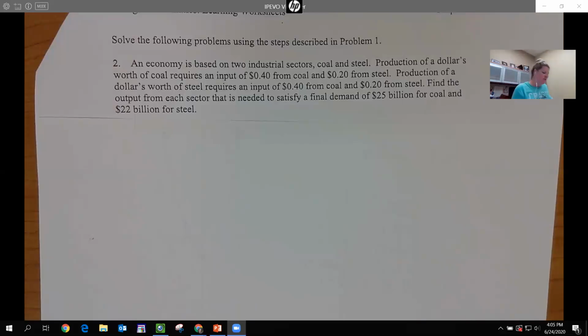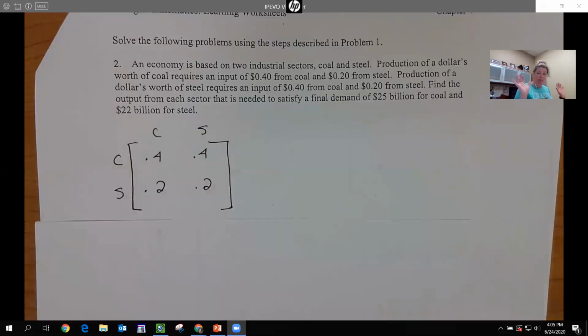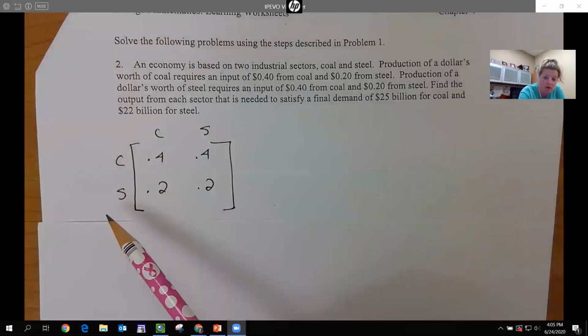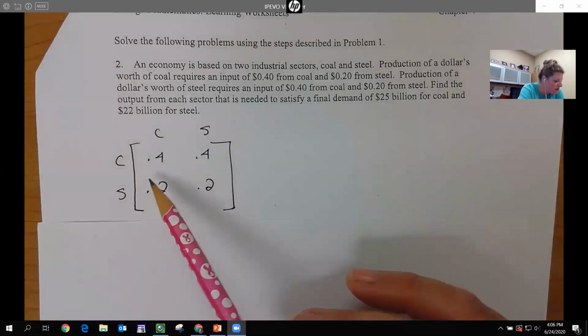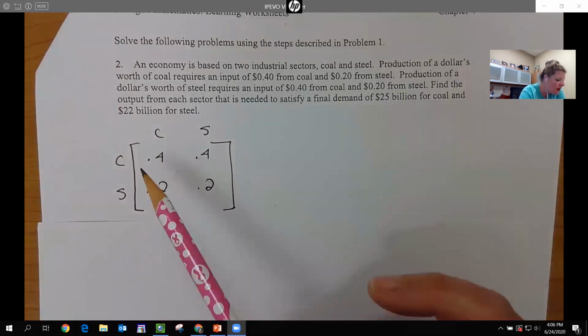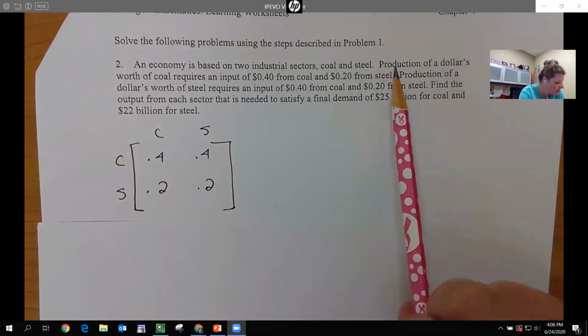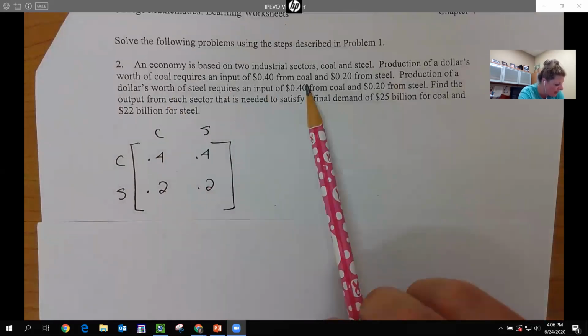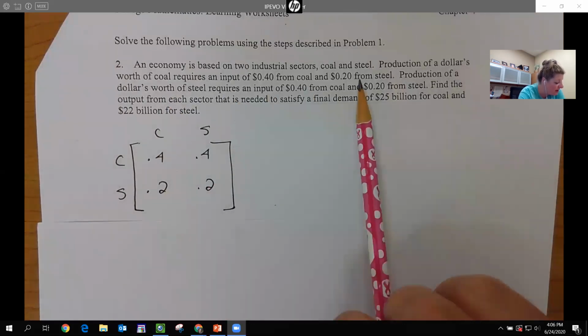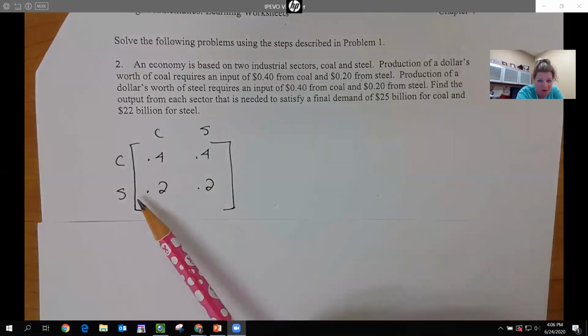So the rest is going to give us our demand. So if we go to set this up, we're going to think of it as coal and steel, coal and steel. So 40 cents of coal to produce 40 cents of coal. So be careful. Production of $1 worth of coal requires an input of 40 cents from coal. Okay. And then this one, a production of $1 worth of coal. So this one has to go down here, and that's going to trick you with the wording.